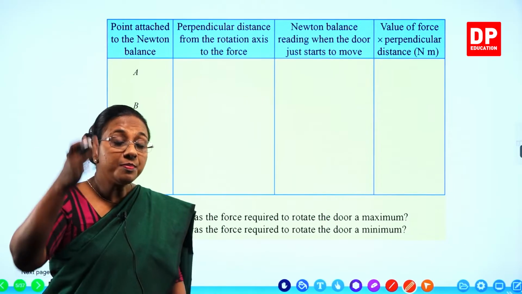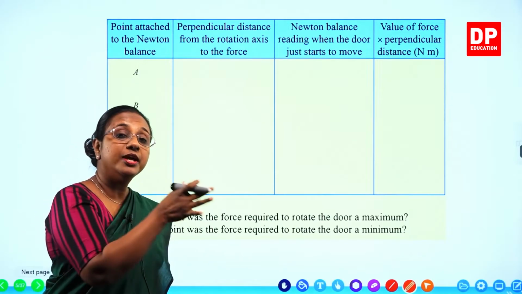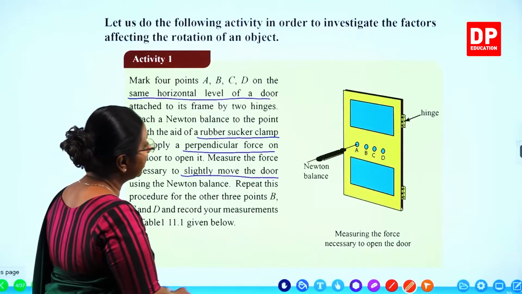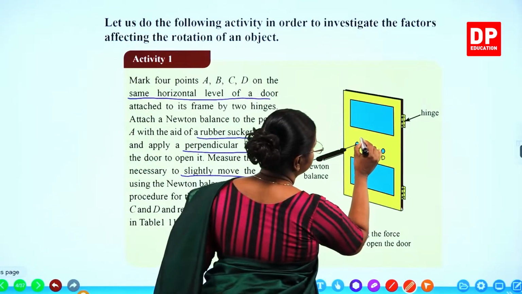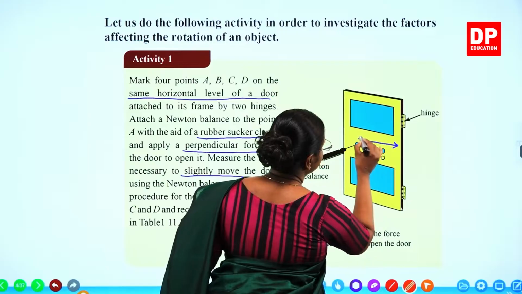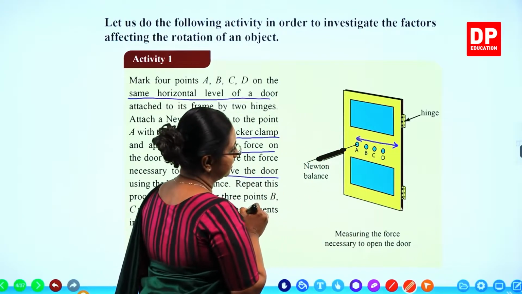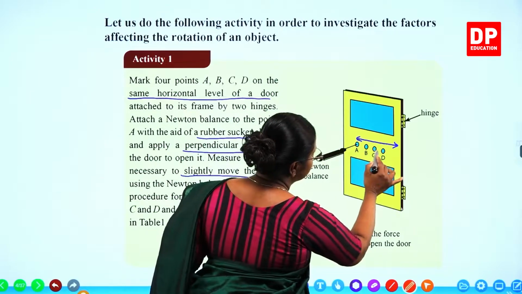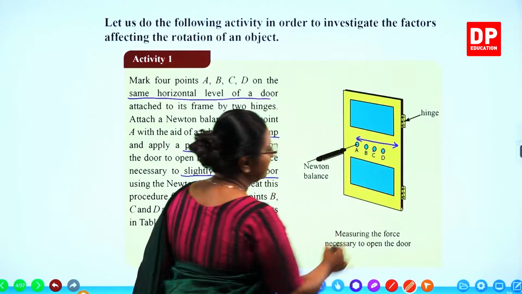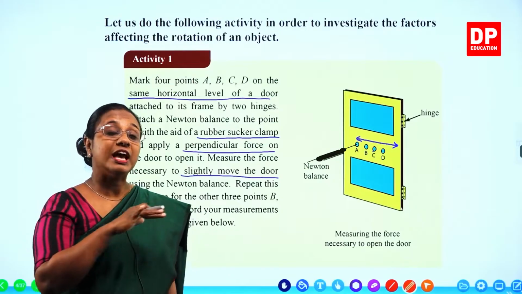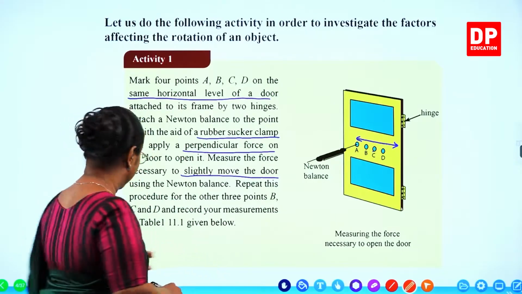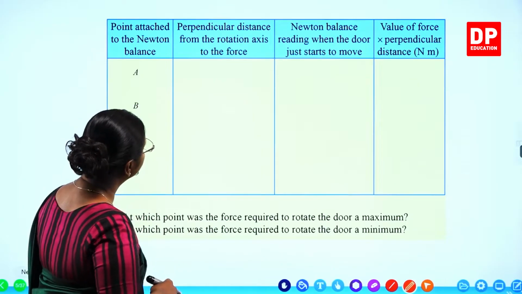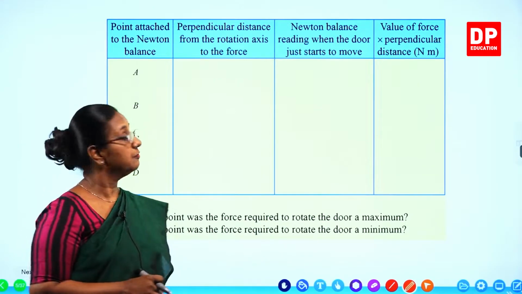That is from the hinges to the point where you apply the force. If I go back to the previous slide, from here to here, this is the perpendicular distance. So, A has the longest distance. You can see B less, C even less, and D is the closest point. So, we have to measure that distance as well. If I move back to the slide, perpendicular distance from the rotation axis to the force.